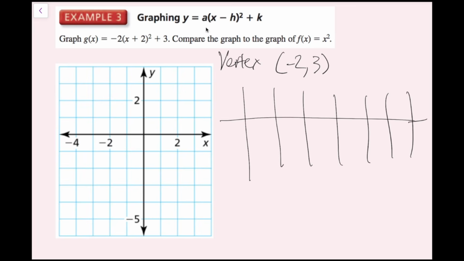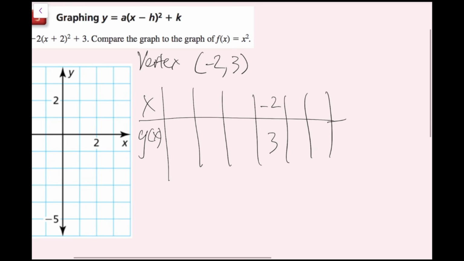And I'm making it tall in anticipation of making my f of x equals x squared table as well. But first, I'm just going to start with x and g of x. Now I always want to have the middle of my table have my vertex in it. So I allowed 7 spaces here. So I'm going to put this right here. So negative 2 comma 3 will be right here.